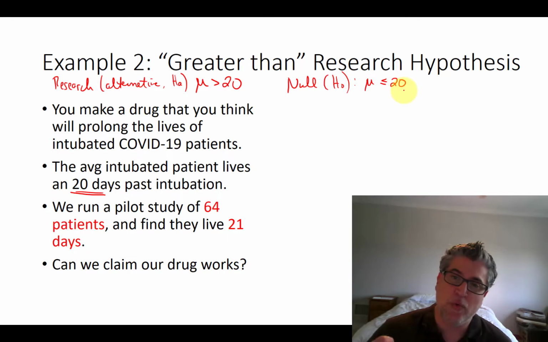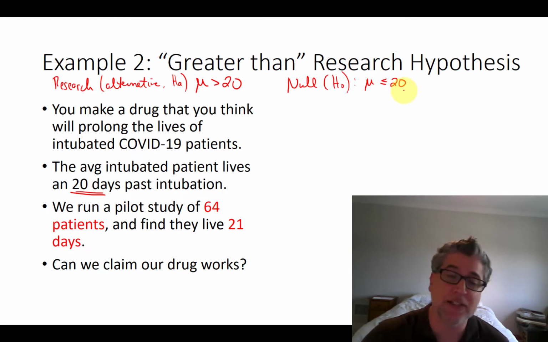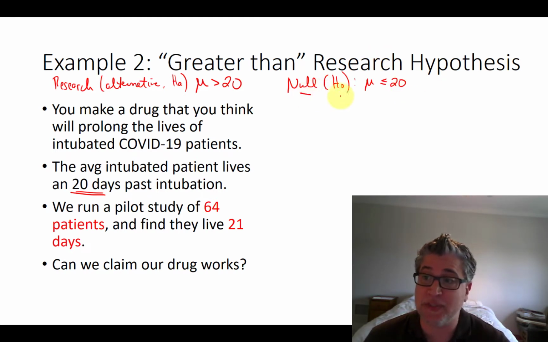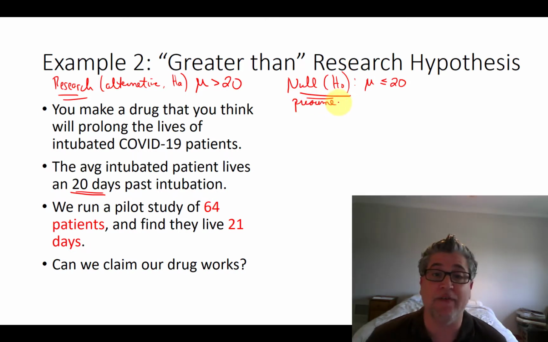In other words, we can't presume that our drug does what we say it does. We've got to prove that. So we're actually going to presume the opposite of what we want to actually prove. Right? So we're presuming this, and we're going to presume that when we construct our confidence interval.